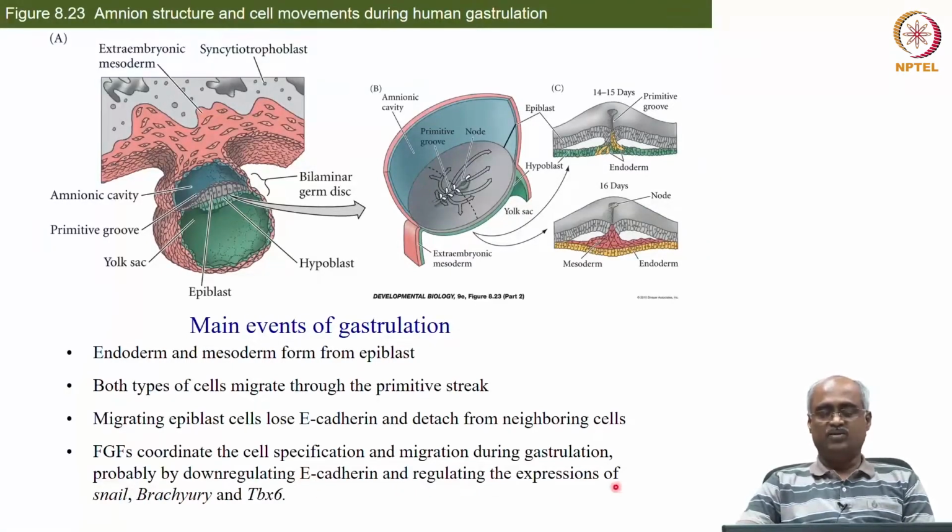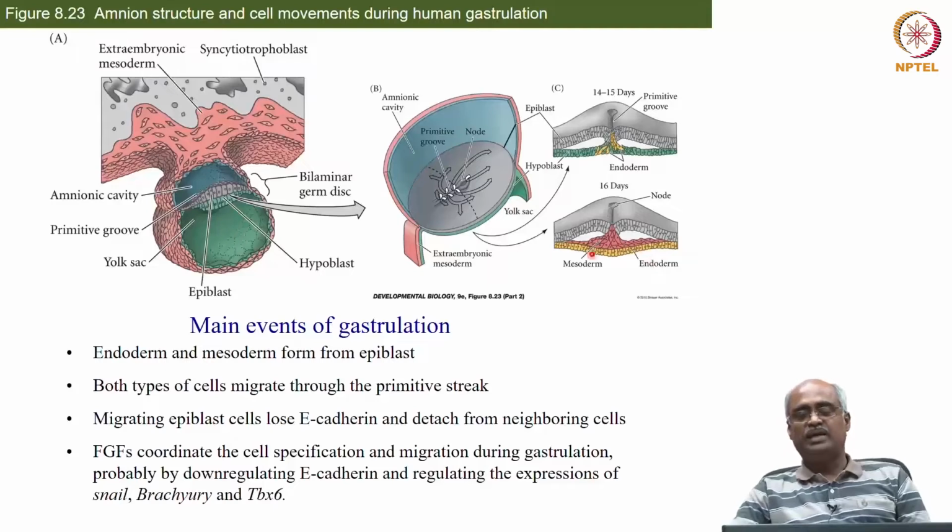It also regulates the expression of transcription factors, SNAIL, BRACHYURY and TBX6, and these are essential for those fate specifications. So this is the main point of gastrulation. Eventually this endoderm that is coming out is going to replace these hypoblast cells, and that's going to form a layer here.